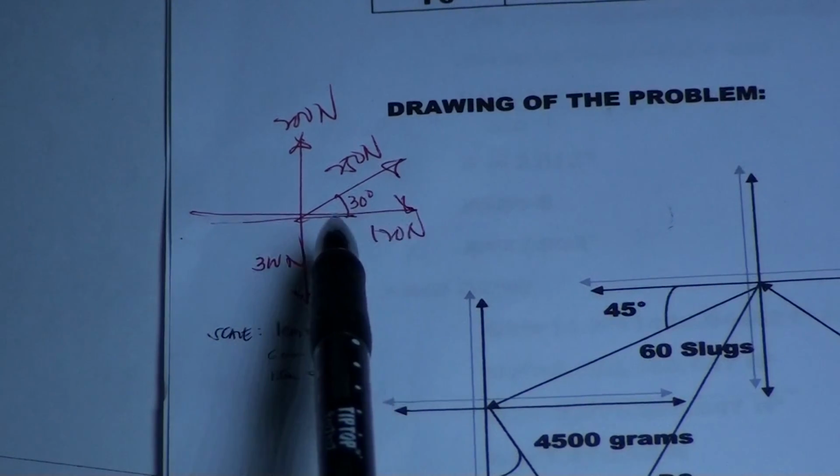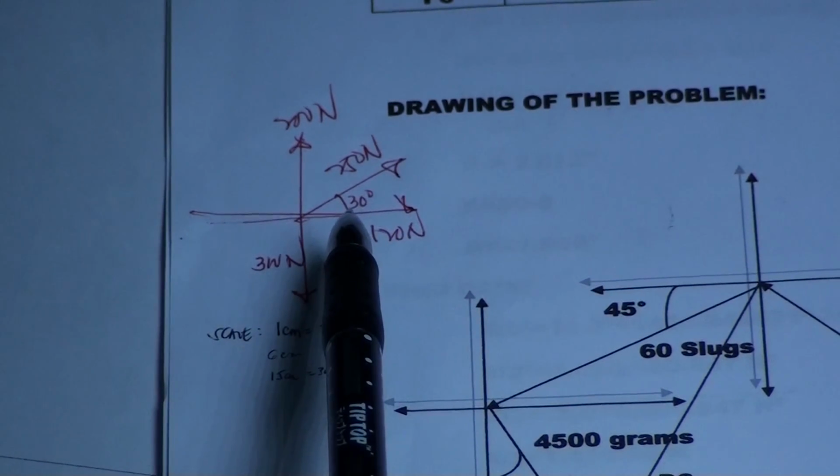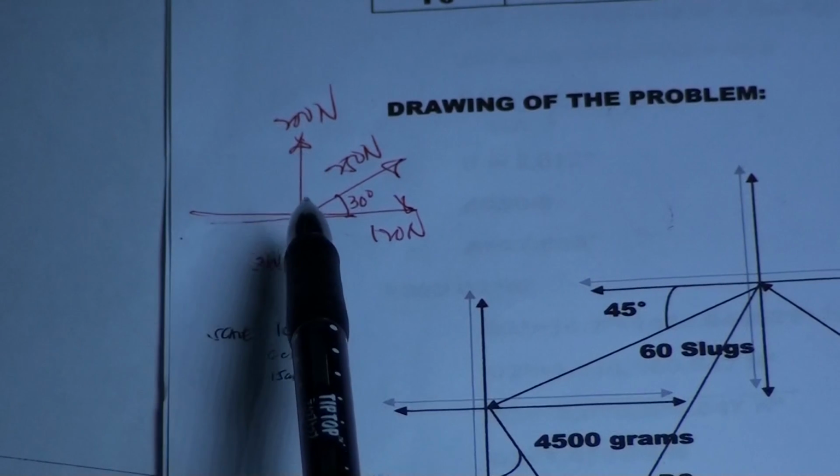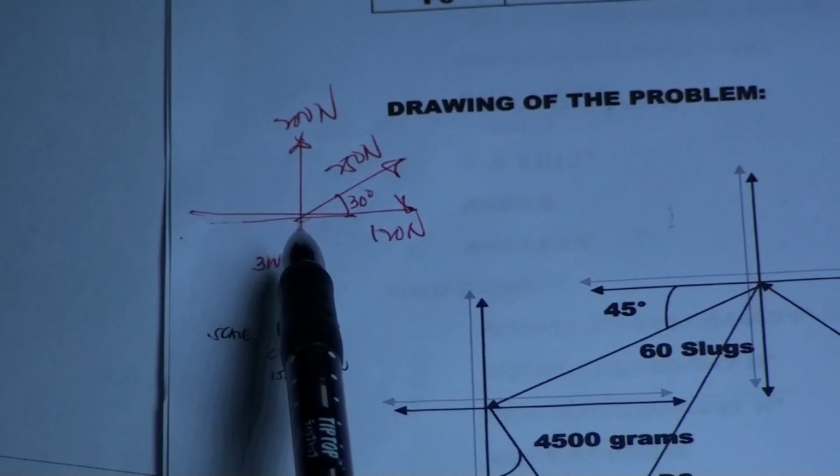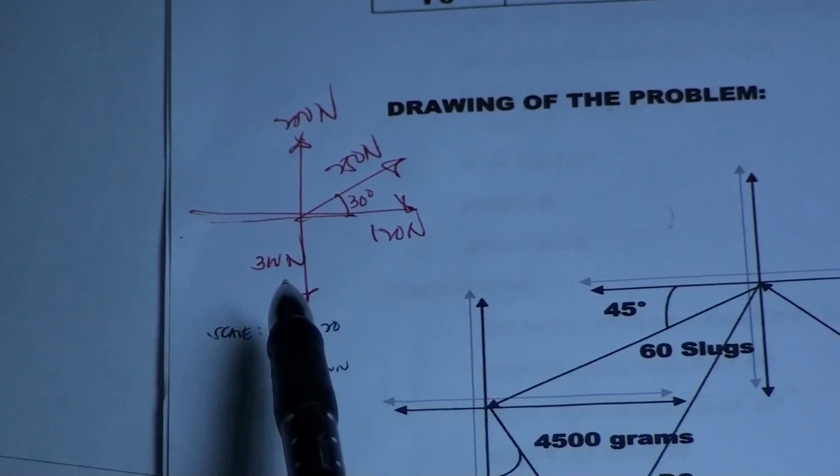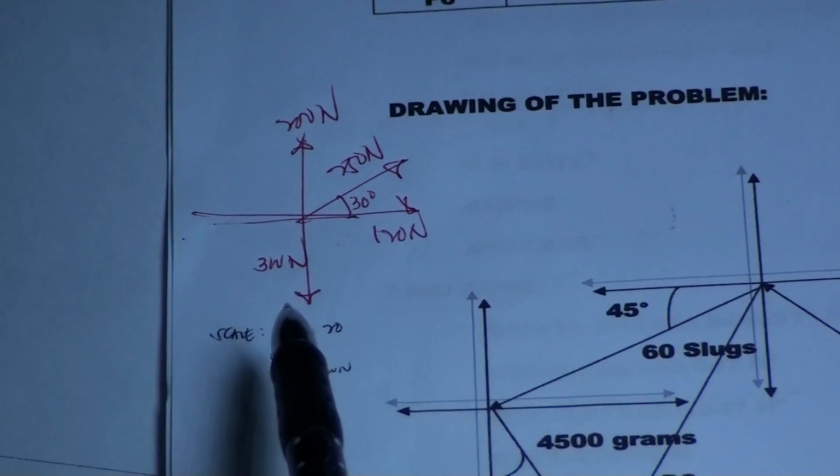To the right, we also have 250 newton inclined at 30 degrees. We also have 200 newton vertically upward, and the last will be 300 newtons vertically downward.